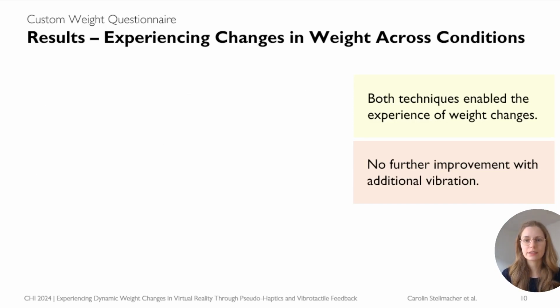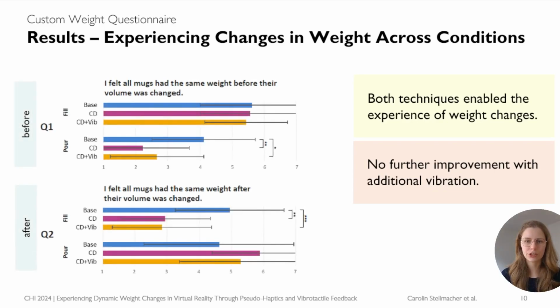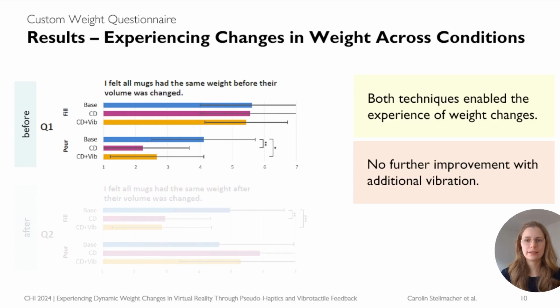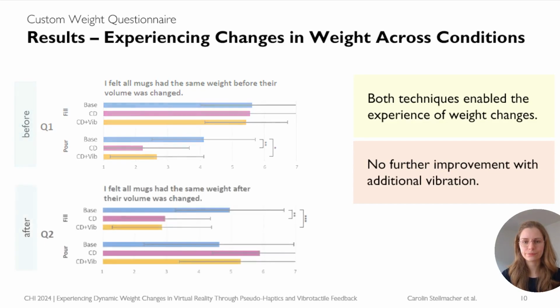The effectiveness of both weight change simulations is further emphasized through the ratings of the custom questionnaire that participants filled out after each condition. Question 1 assessed if participants thought that the mugs had initially the same weight before the interaction. This was denied in the pour interaction in both weight conditions. And this is in line with our expectations, as the mugs here initially had different weights.